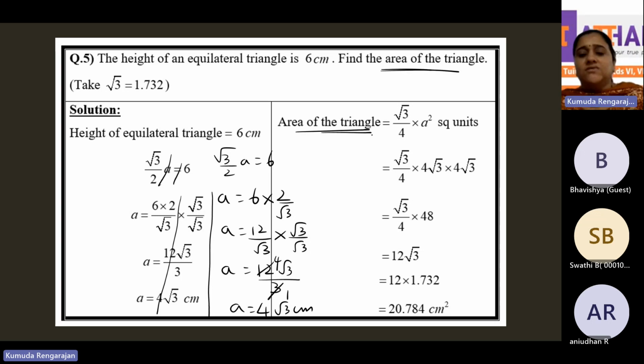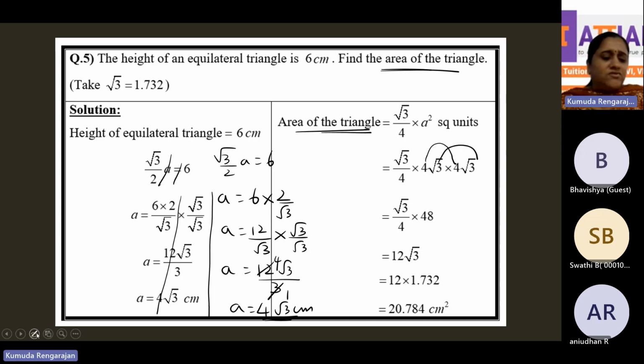So the area of the triangle is equal to, this is the formula, root 3 by 4 into a square, square units. Side square is a square. So root 3 by 4 into, side is 4 root 3, so 4 root 3 into 4 root 3. When you simplify, what do you get? 4 root 3 into 4 root 3: 4 fours are 16, root 3 into root 3 is 3, and 16 threes are 48.